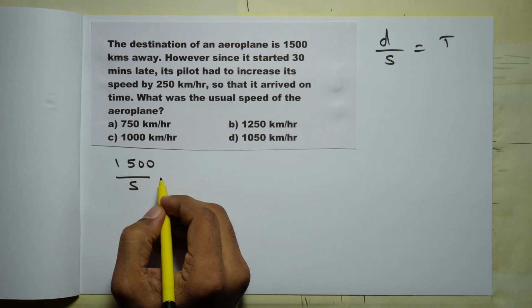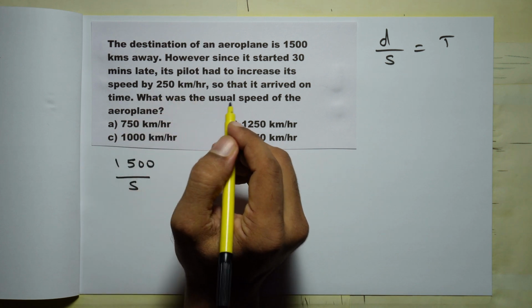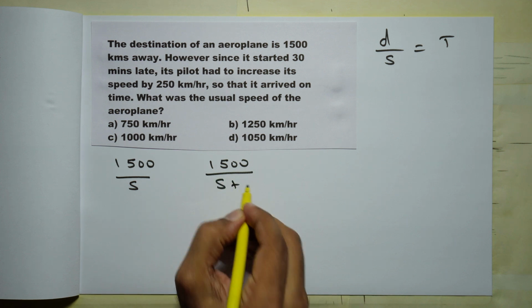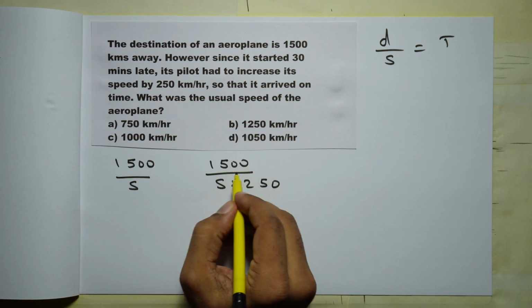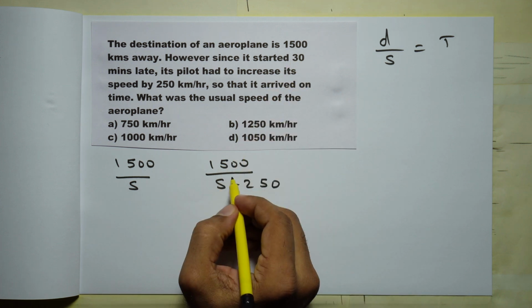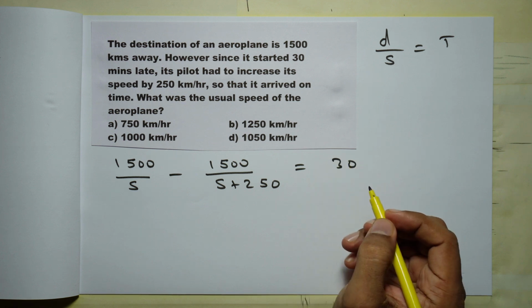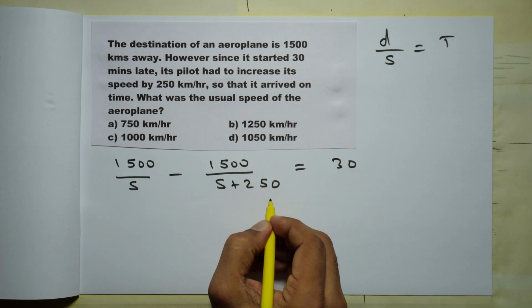Next we'll find out the time required when you have increased the speed by 250 kilometers per hour. Distance is 1500, by speed is now s plus 250, and this time is 30 minutes less. So this time minus this time, that difference is 30 minutes. Now this speed is 250 kilometers per hour.